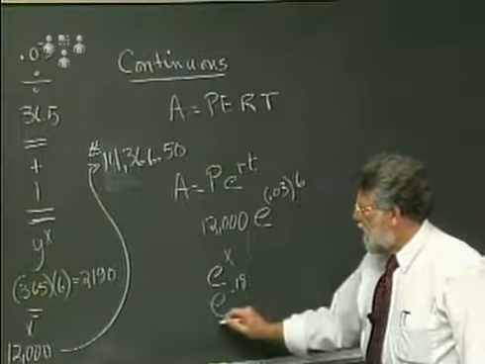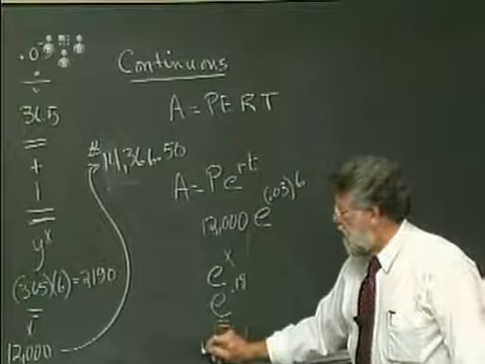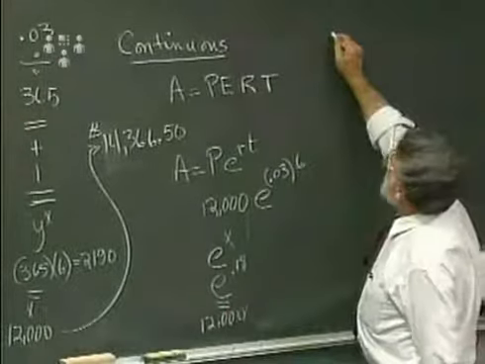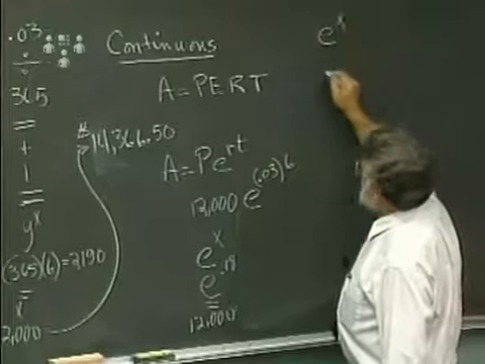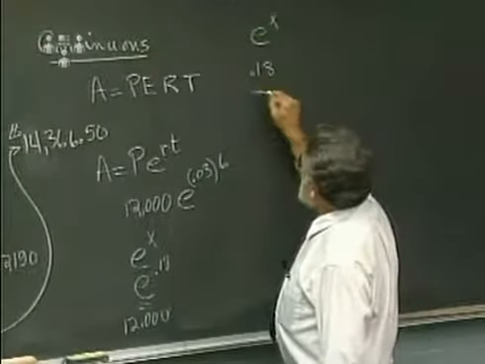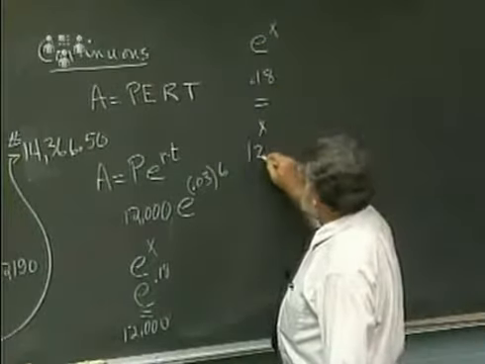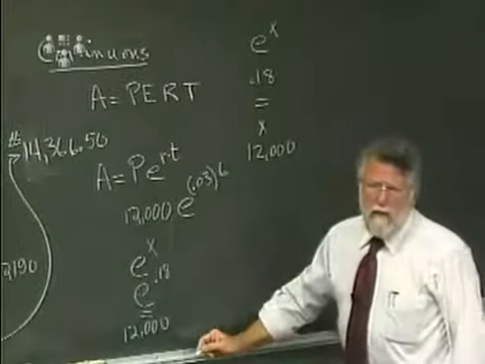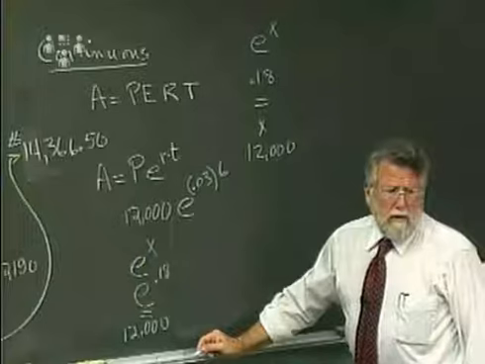And you hit the equal sign and multiply by your 12,000. So the key is e to the x 0.18 equals, times my 12,000. And this is your continuous compounding. And what do you get for that number?